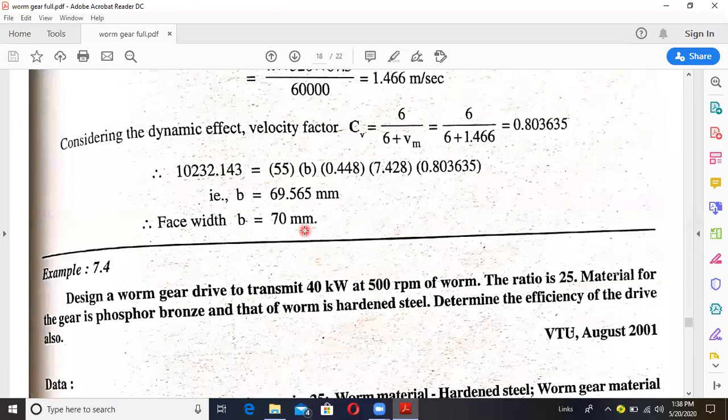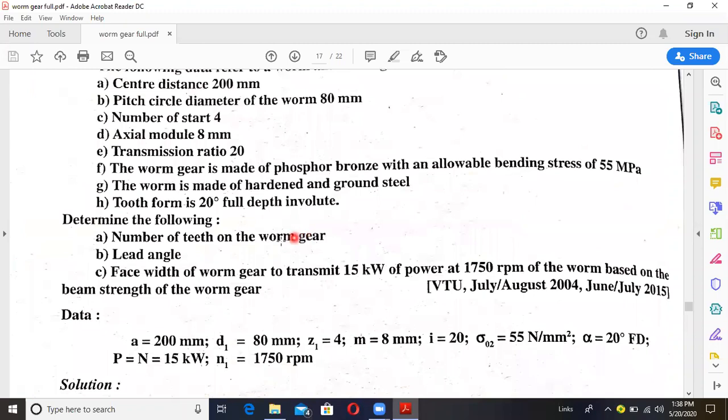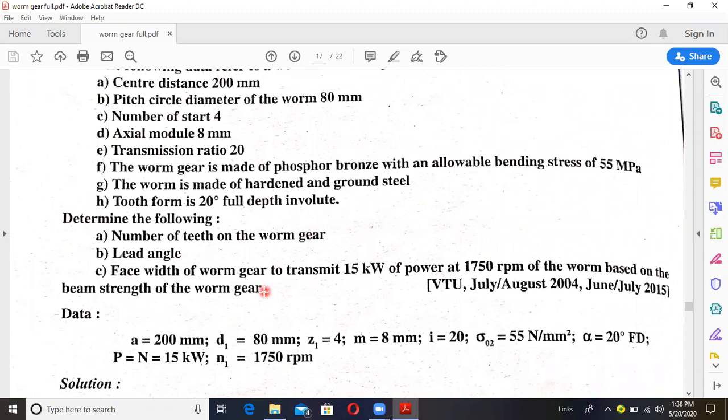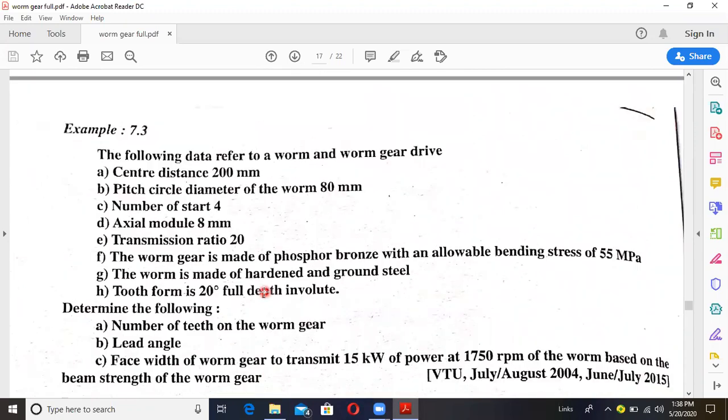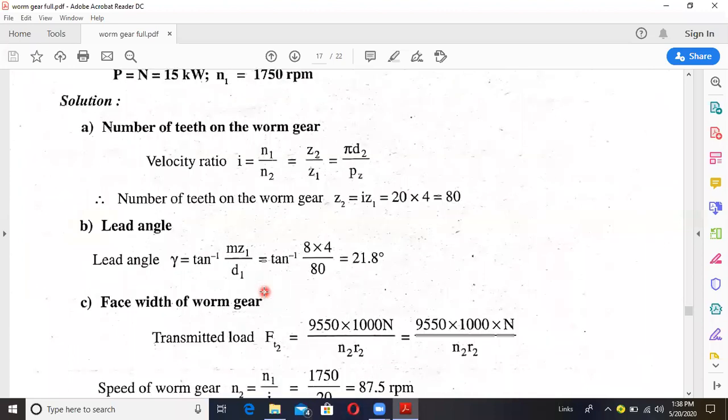So in this way, we are going to calculate the unknowns. This is the 8 to 10 marks problem, calculation of number of teeth, lead angle and face width. Any doubt in this problem? No, sir.